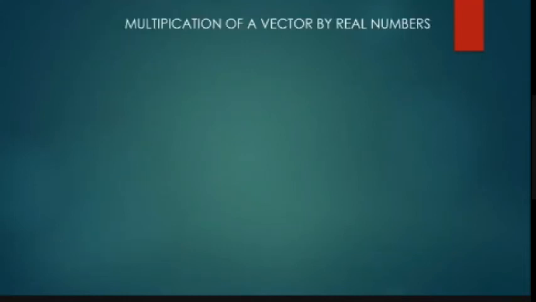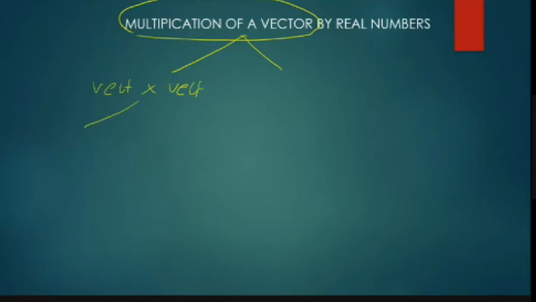Okay. Now we are moving towards the multiplication of a vector by a real number. That means multiplication of vectors. In multiplication of vectors, there are two parts. One is multiplication of a vector by a vector, and this again is divided into two. We'll say scalar multiplication or dot product, and another one is cross product or vector multiplication. Okay, so vector into vector, that we will do later.